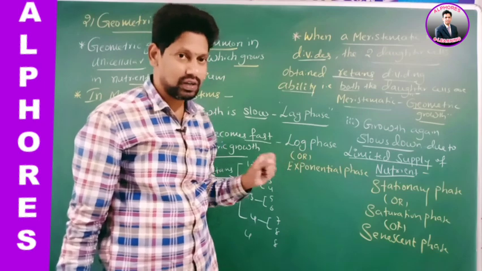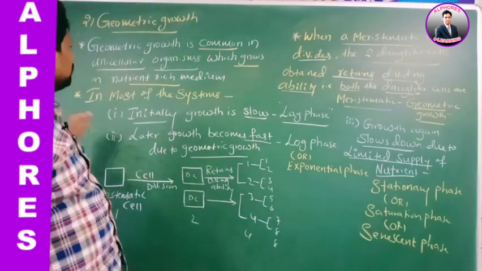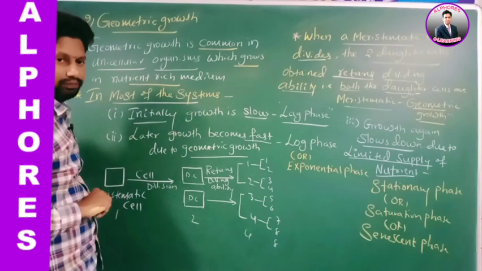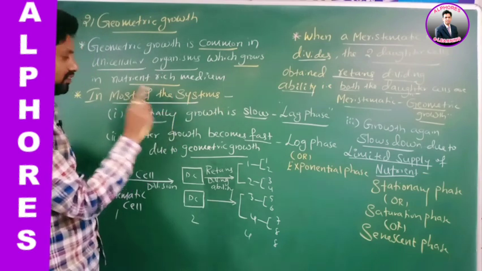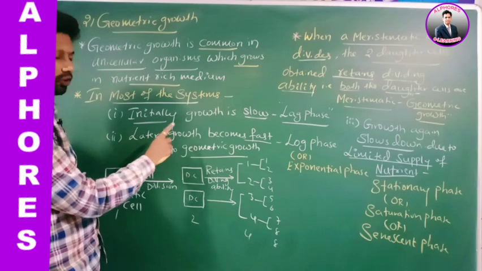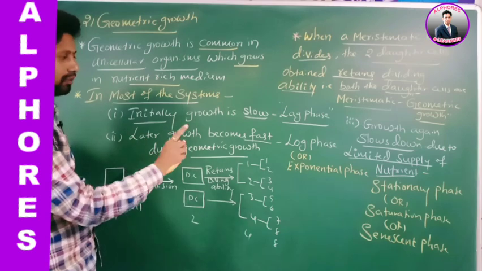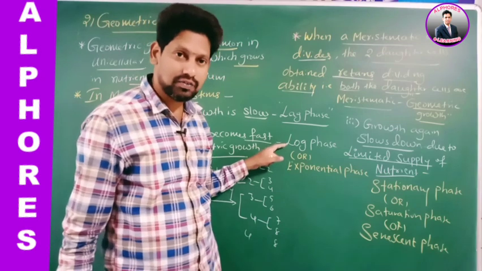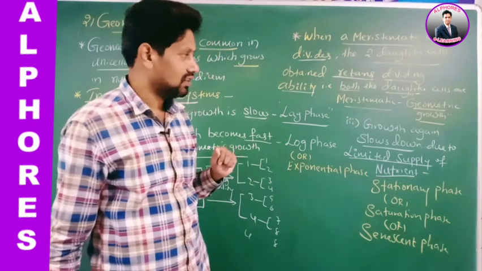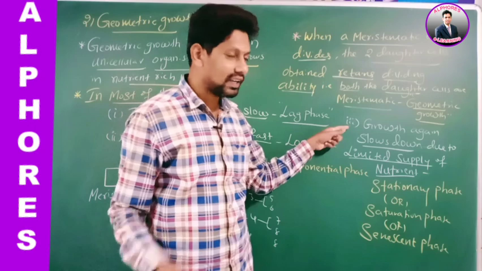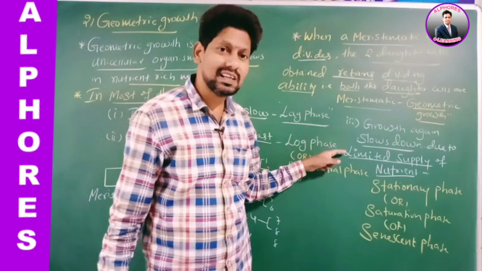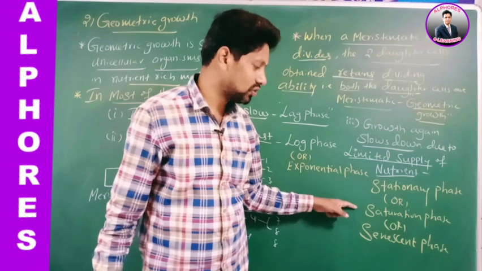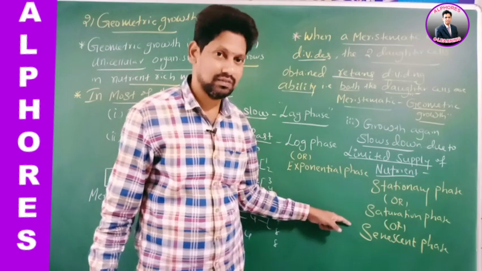In most of the systems, initially growth is slow. That phase is called the lag phase. Later growth becomes fast due to geometric growth. That phase is called the logarithmic phase, log phase or exponential phase. Then growth again slows down due to limited supply of nutrients. This phase is called the stationary phase or saturation phase or senescent phase.